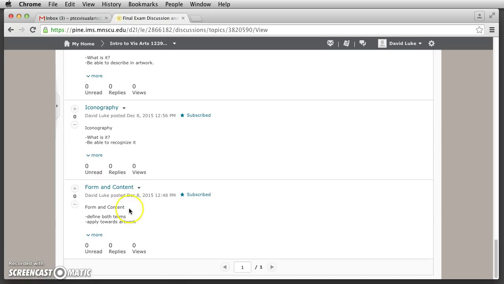So I'm just going to go through these. I have dashes in spots where I'm defining or asking what might be expected in relation to this. So form and content, very basic idea. Define both terms. What is form? What is content? Apply it towards artwork. I may be giving you artwork that is from later in the semester, and you define its form, what it looks like, and then content, what it's about. So know those terms, and be able to do that with a work of art.